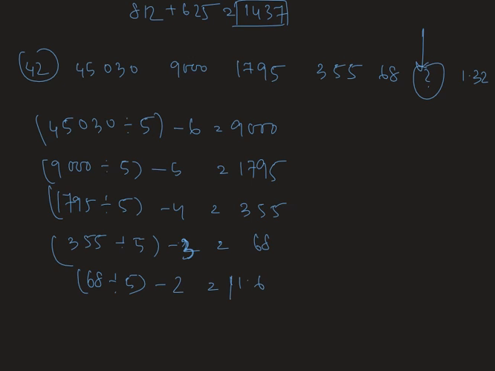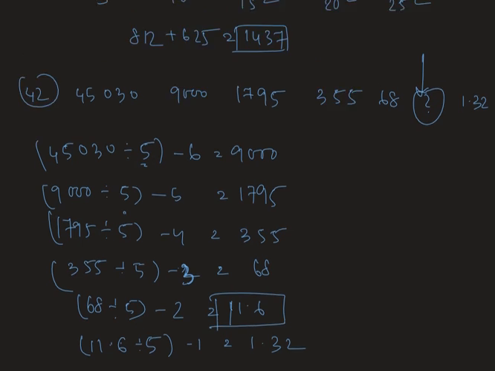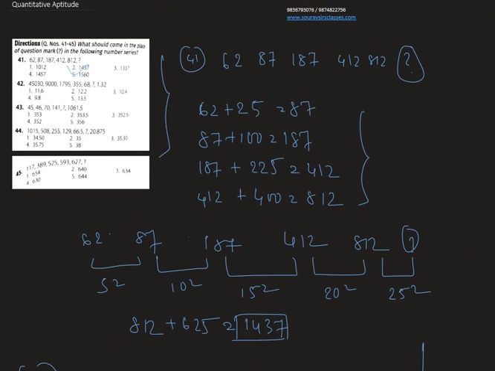And lastly, to check whether our pattern is true or false, we divide 11.6 by 5 and subtract 1, hence we get 1.32. Therefore, as we can see, the given pattern is that the division number is the same, but the subtraction number is decreasing by 1 from 6 to 1. Therefore, our required answer is 11.6. That is option A.